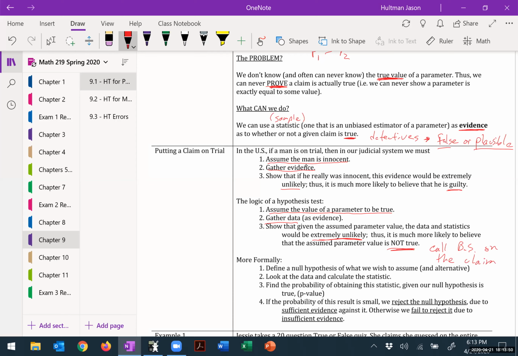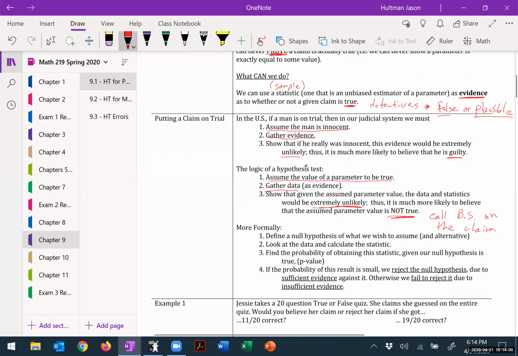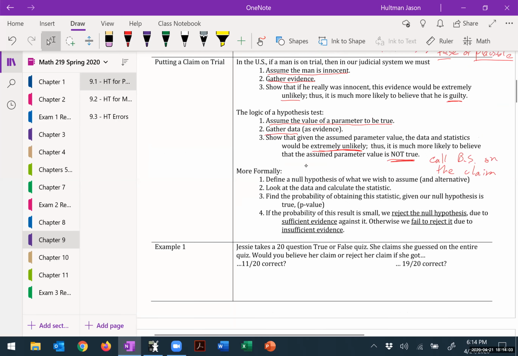Now, we can never be 100% sure that the claim is false, but we can be pretty convinced. More formally, define the null hypothesis of what we wish to assume, and the alternative. So what's the null and what's the alternative?